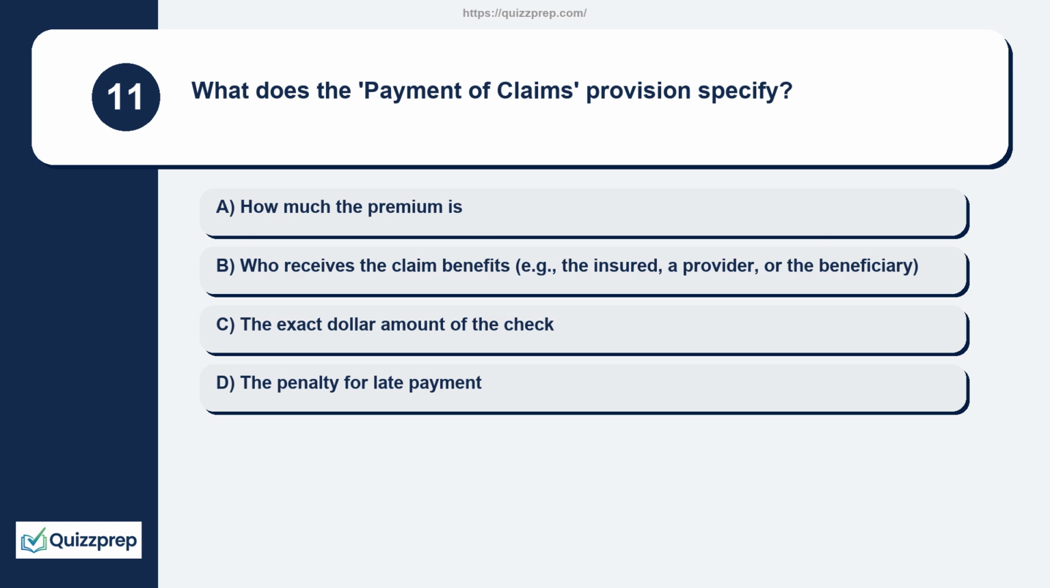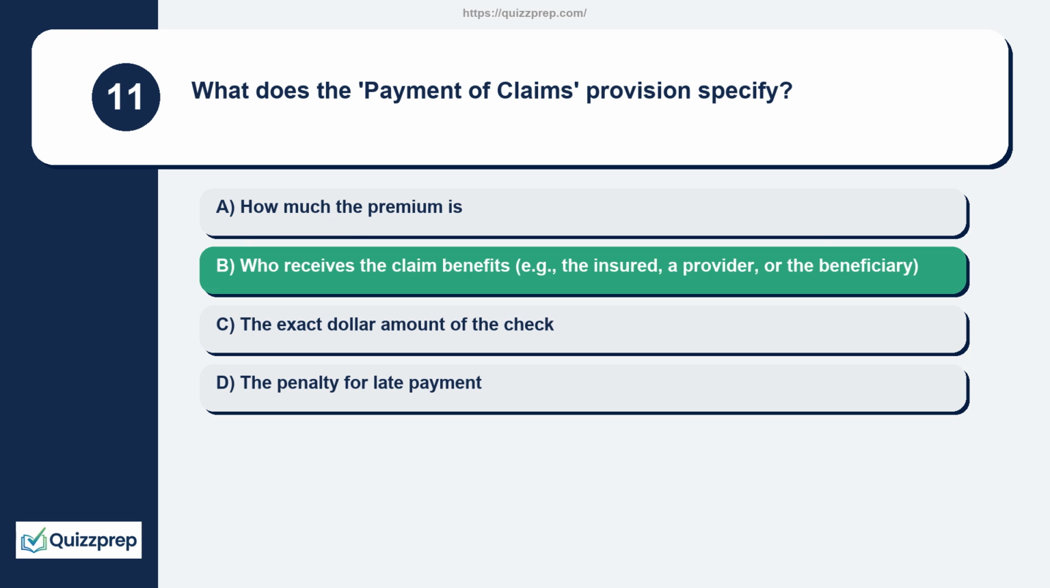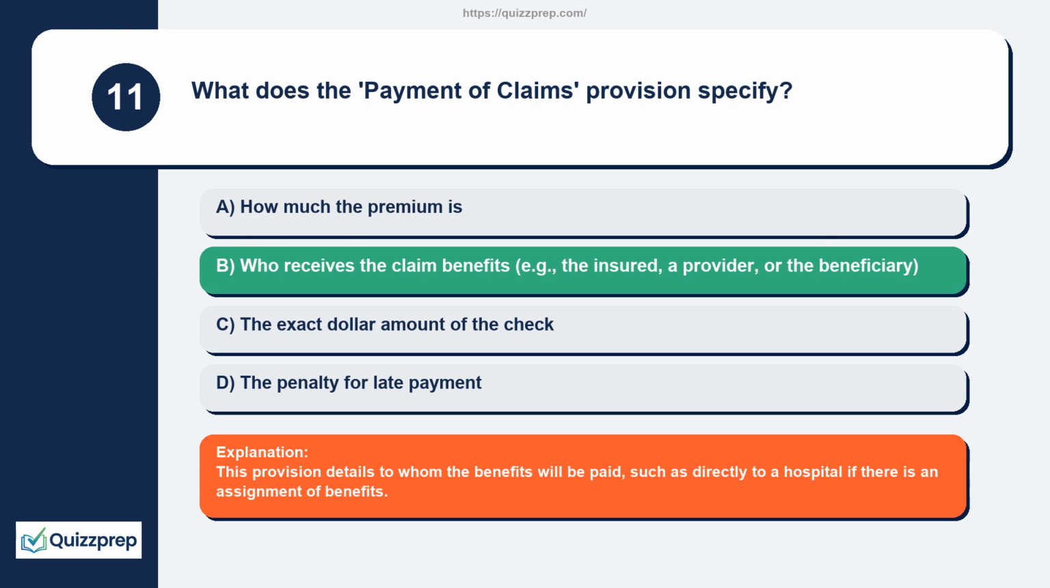Question 11. What does the payment of claims provision specify? How much the premium is? Who receives the claim benefits, for example, the insured, a provider, or the beneficiary? The exact dollar amount of the check. The penalty for late payment. This provision details to whom the benefits will be paid, such as directly to a hospital if there is an assignment of benefits.